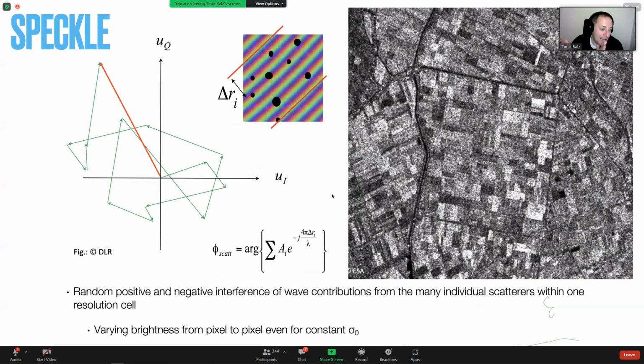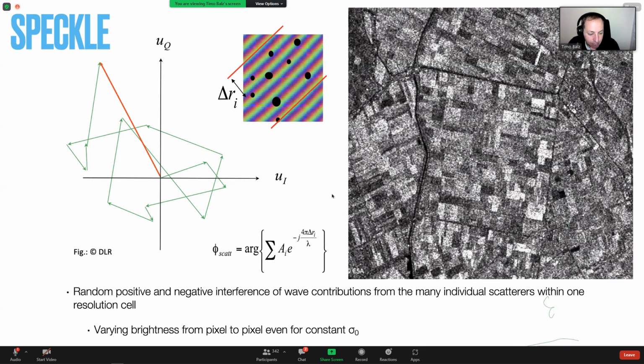All right, speckle. I already mentioned that, but we can't talk often enough about it. Speckle is something that makes our SAR images so ugly. If you want, it is a kind of noise-like effect on the image.